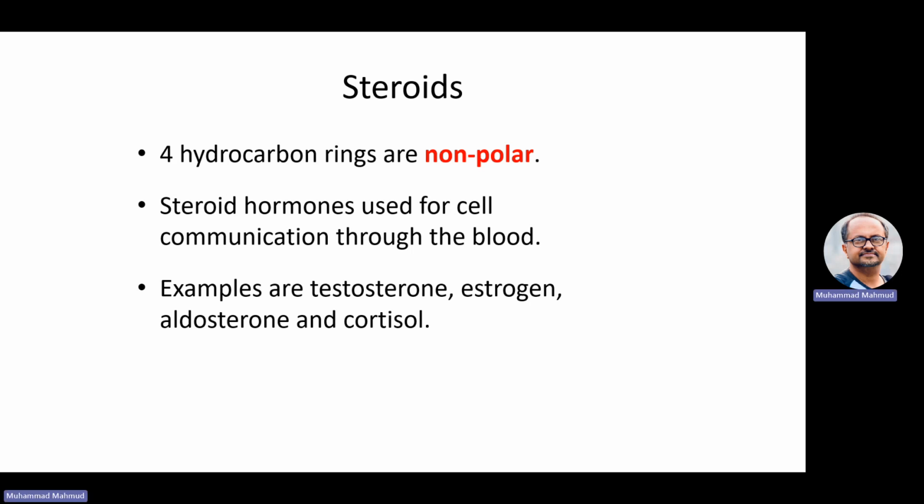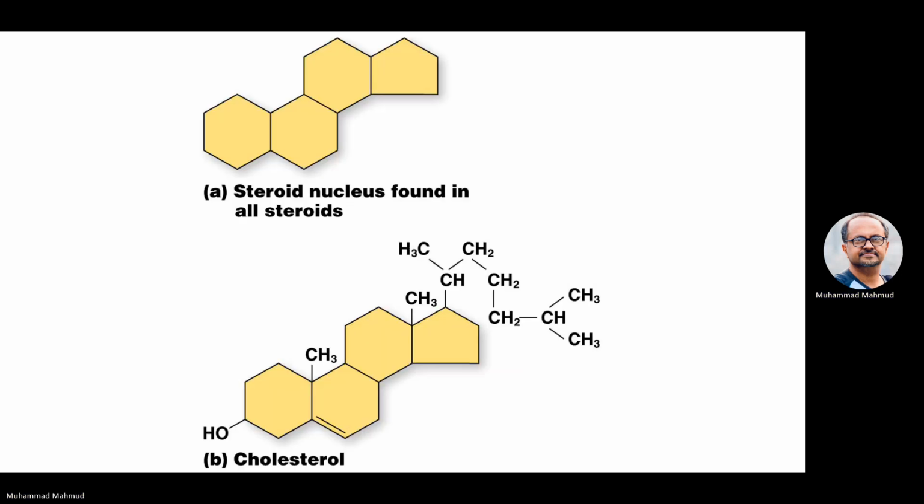But these steroids are important, especially when they make steroid hormones. They are used for cell communication through the blood. Examples: testosterone, estrogen, aldosterone, cortisol. Look at those names. Very, very important hormones for our human body to function properly. Testosterone, estrogen, aldosterone, cortisol. Okay, so that was the brief discussion about lipid.